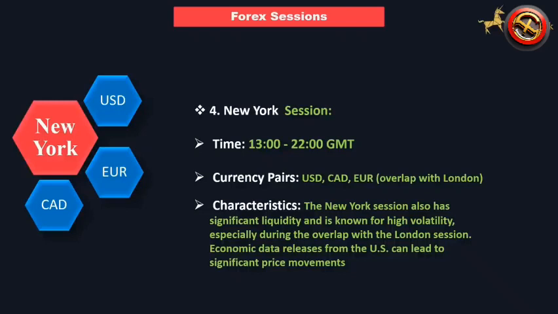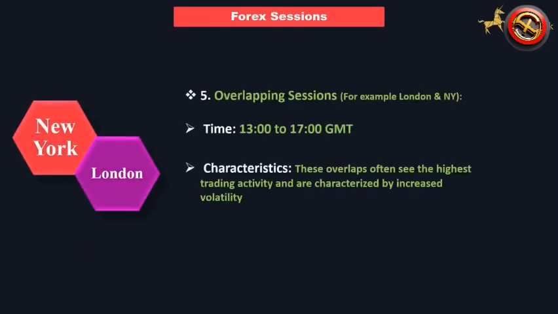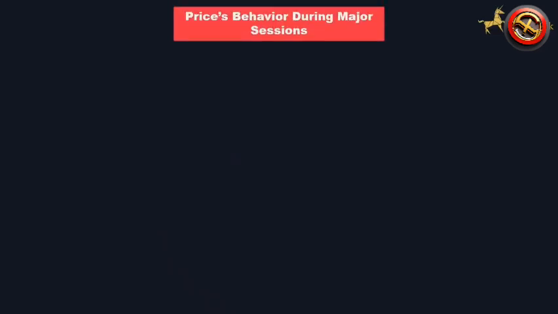Also, we have overlapping sessions. There are times during the trading day when multiple sessions overlap, such as the London-New York overlap, which occurs from 13 o'clock to 17 o'clock GMT. These overlaps often see the highest trading activity and are characterized by increased volatility. Now, let's have a quick breakdown of prices' behavior during major sessions.